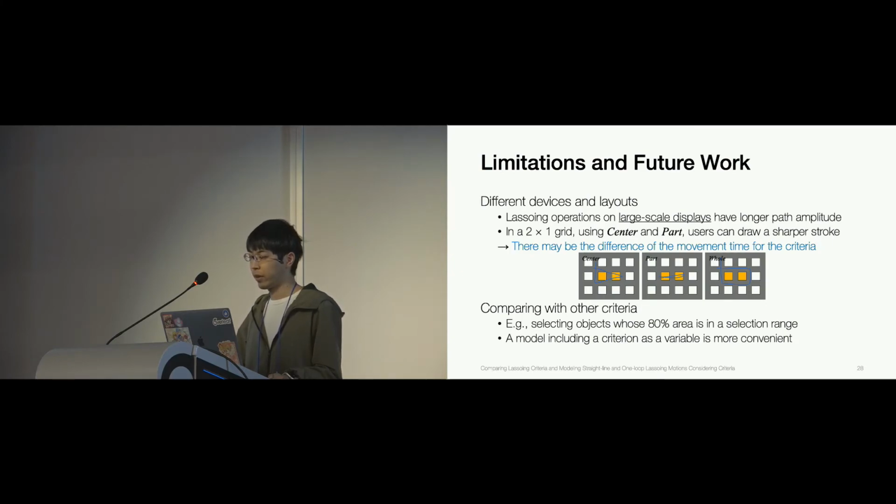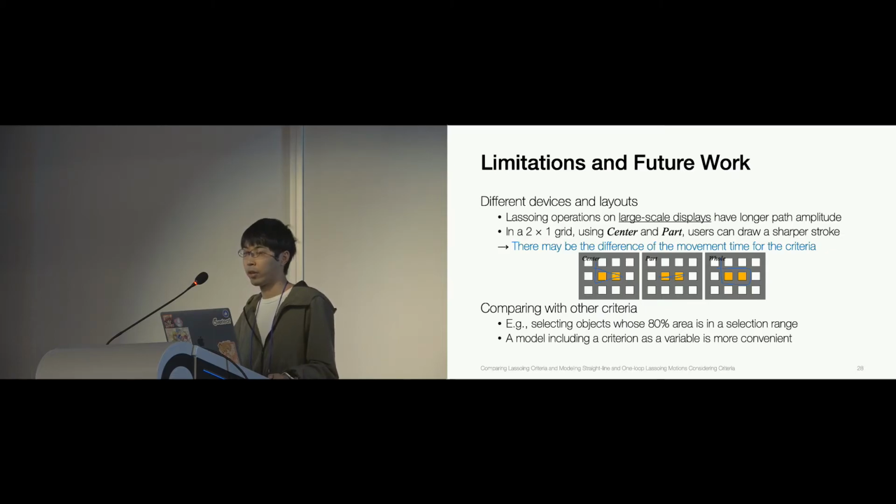There are some limitations in this study. In large-scale displays, lassoing operations have longer path amplitudes. And in 2x2 grids, when using the center or path criterion, users can draw a sharper stroke. In this study, there were no significant differences between the criteria, but in such conditions, there may be a difference in the movement time for the criteria. And we would like to compare with other criteria.